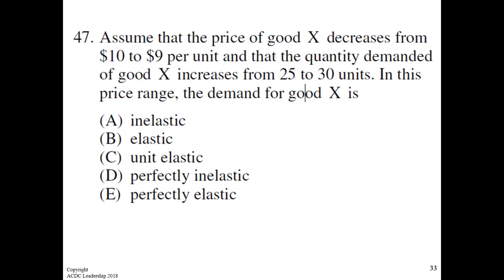All right. Dan, do you remember how to do the total revenue test? Yeah. So, well, it's 10 times 25. Okay, so you have 10 times 25 equals 250, right? Yes, and then 9 times 30 would be 270. All right, so if price goes down and total revenue goes up, it's going to be elastic.